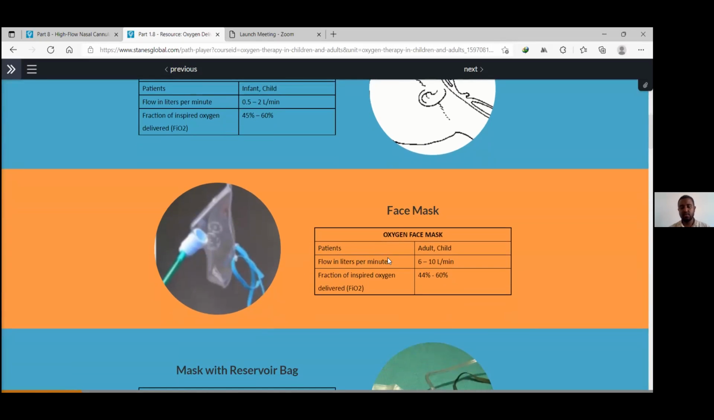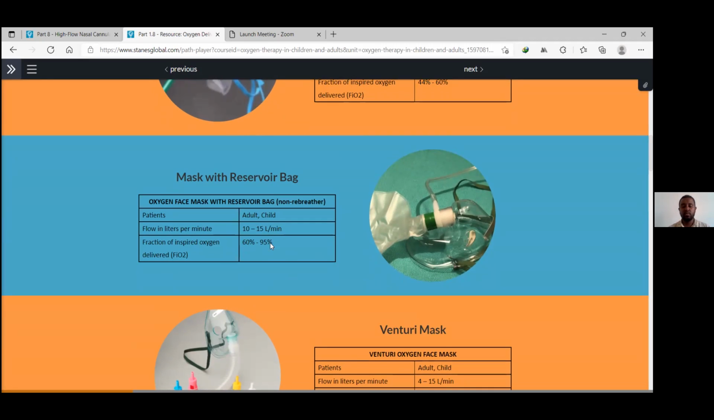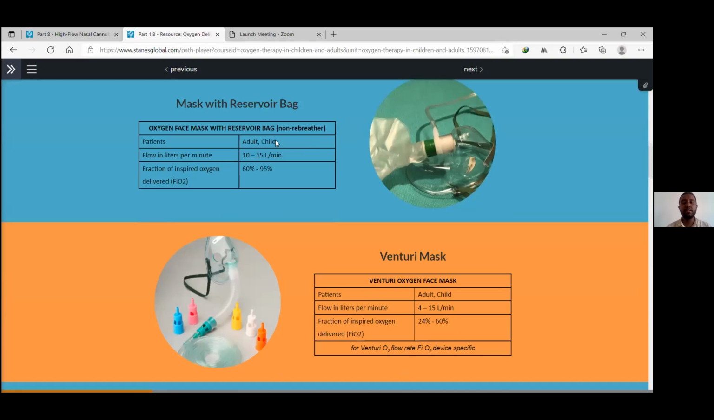A simple face mask, which can also be used both in adults and child, with flow delivery ranging from 6 up to 10 liters per minute, with FiO2 ranging from 44% up to 60%. And then we have this mask with reservoir bag, which can also be used both in adults and child, with flow delivery ranging from 10 up to 15 liters per minute, with FiO2 ranging from 60 up to 95%. So making this mask with the reservoir bag the one which can deliver the highest FiO2 from just the choices we have.